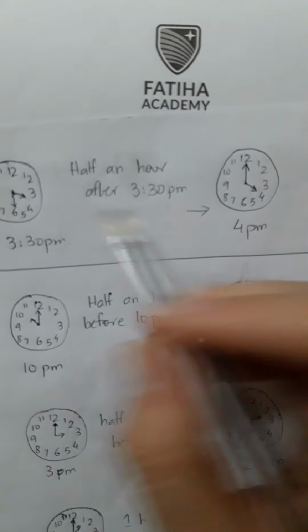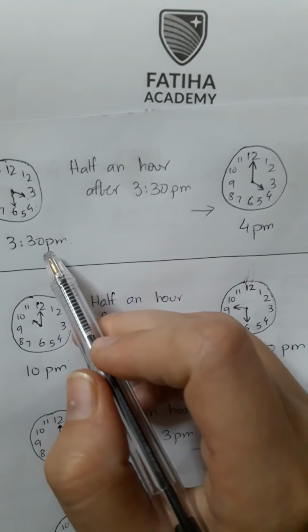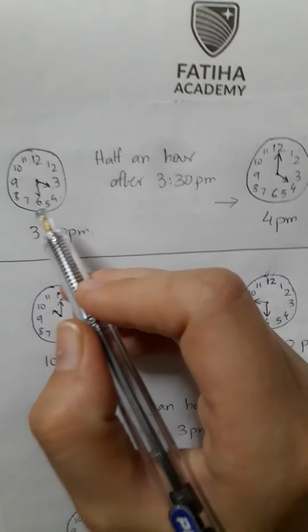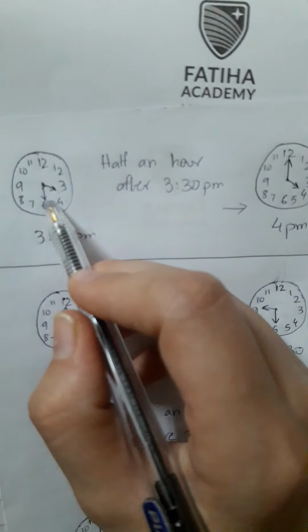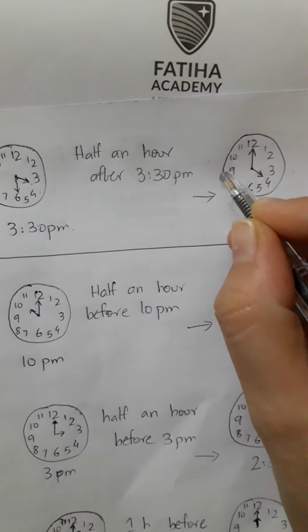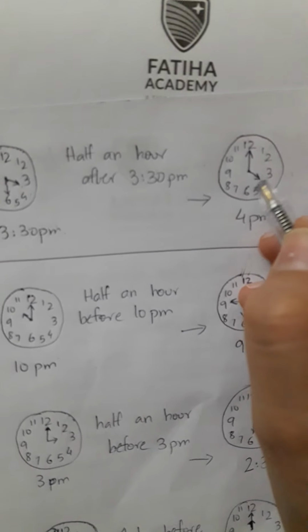Since the time here was 3:30 p.m., we know that half an hour equals 30 minutes. So obviously the minute arm will again take a semicircle. Okay, so from here it moves here, and since it moves here, the hour arm will also move.